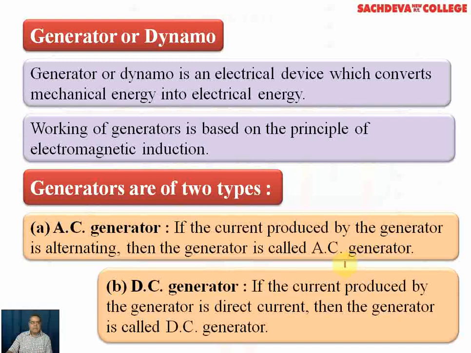One complete cycle is completed in 1 over 50 seconds, and the frequency of alternating current is generally 50 cycles per second. This frequency varies from country to country. In India, this frequency is kept at 50 cycles per second with the operating voltage of 220 volts. Now, in a DC generator, the current produced by the generator is direct current, that is unidirectional current. It moves in the form of only crests.